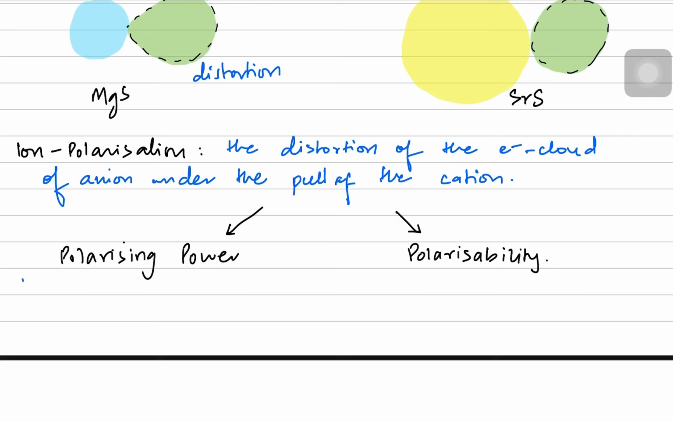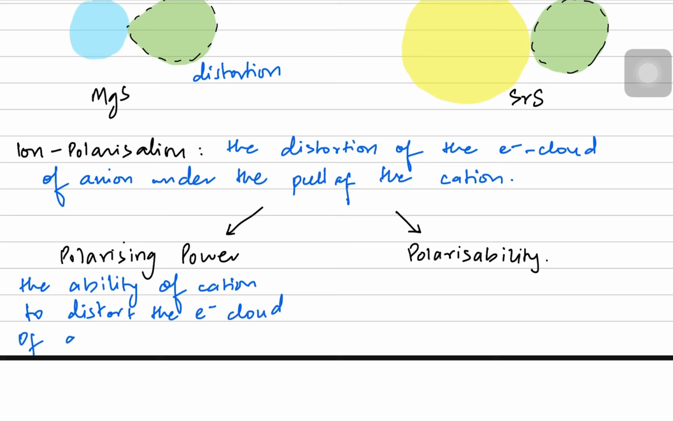Polarizing power is the ability of a cation to distort the electron cloud of an ion, so that the anion electron cloud is no more spherical.